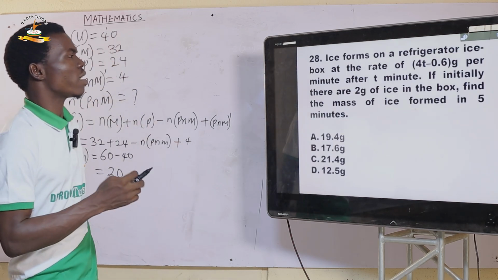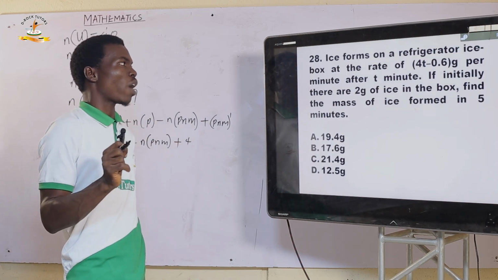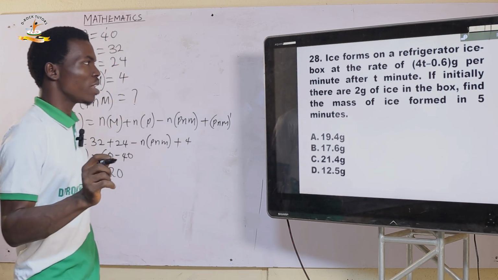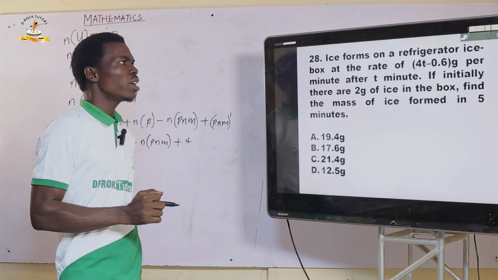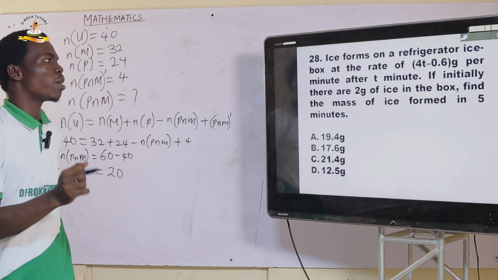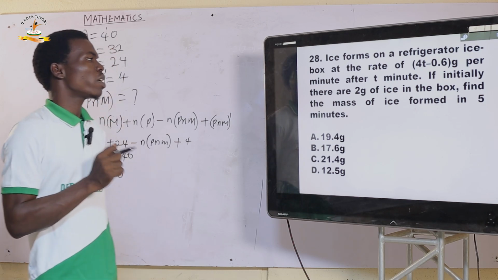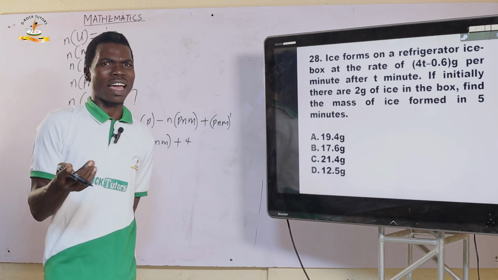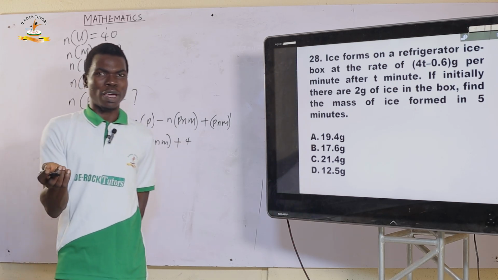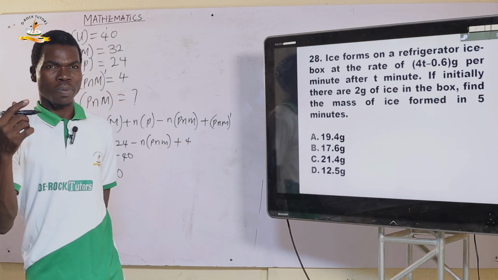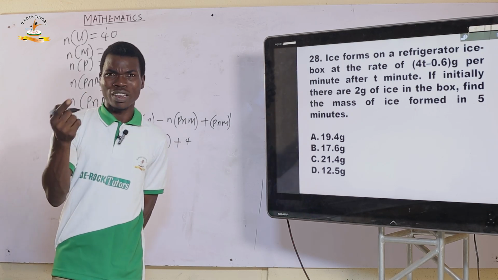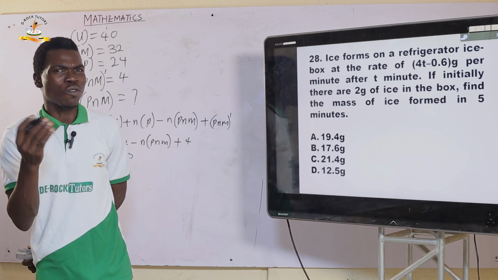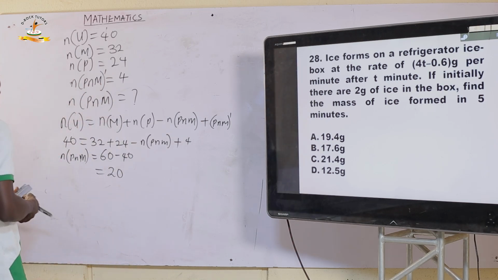Alright, question 28 says, ice forms on the refrigerator ice box at the rate of 4t minus 0.6 gram per minute after 10 minutes. If initially there are 2 grams of ice in the box, find the mass of ice formed in 5 minutes. So this is literally a kind of decay problem, or you can call it a decomposition or composition problem. Something is forming at a rate, so it's a kind of rate of change problem. So let's see how that works again.